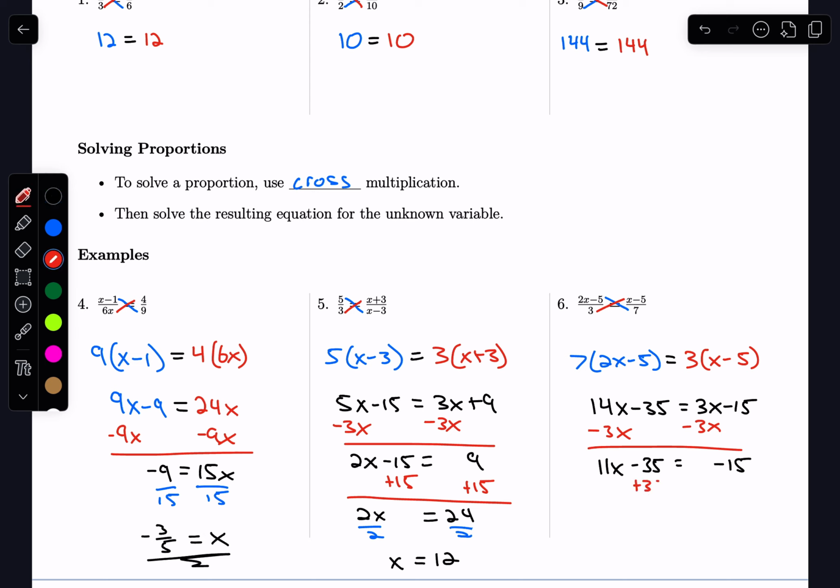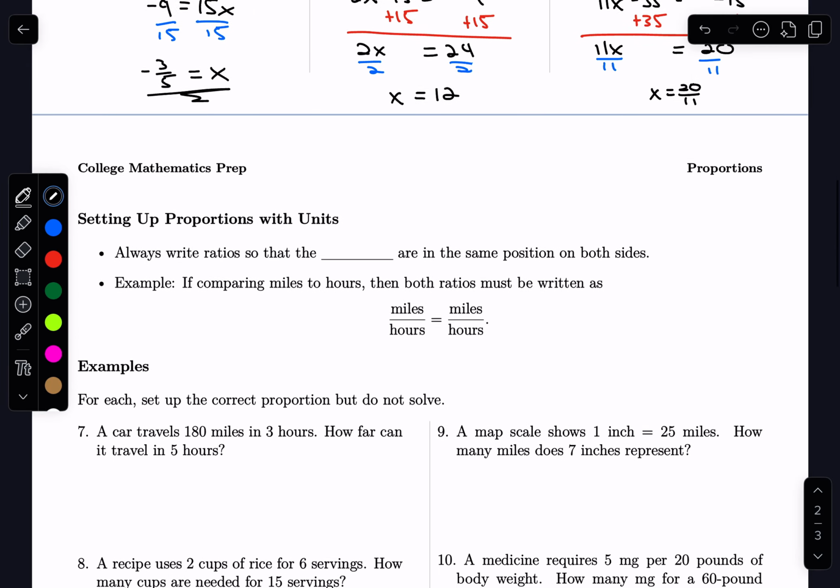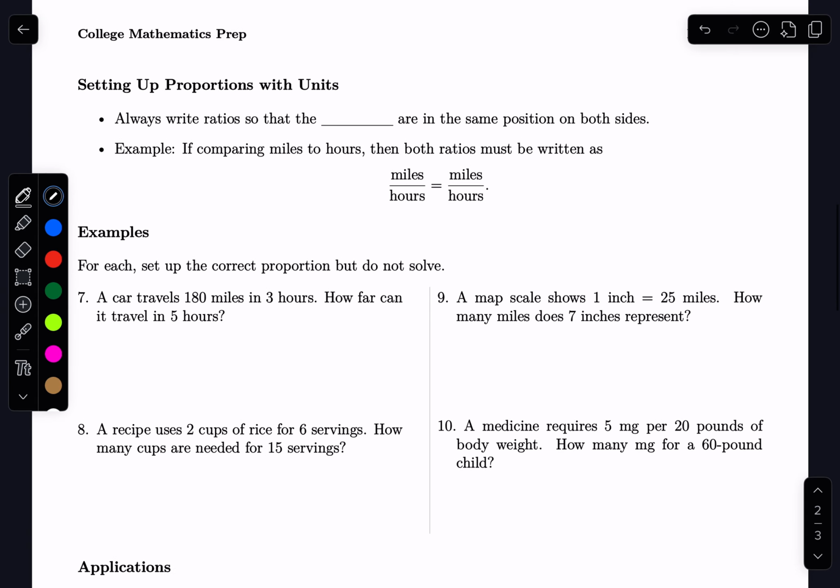I can add 35 to both sides here. That leaves me with 11x is equal to 35 minus 15, which is going to give me 20. So then I divide both sides by that 11, and I end up with my solution, which is that x equals 20 over 11. All right, moving on to the next page. Now we're going to talk about units.